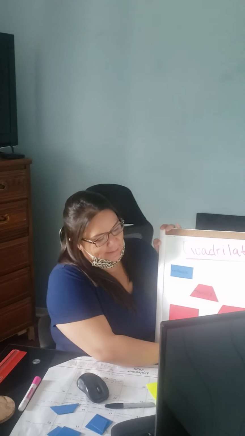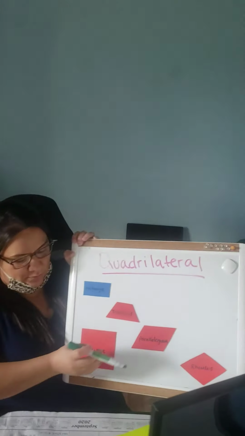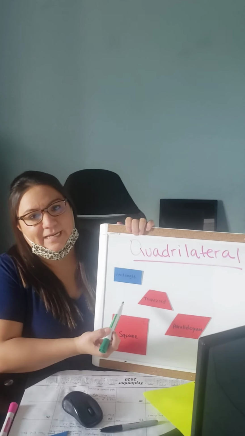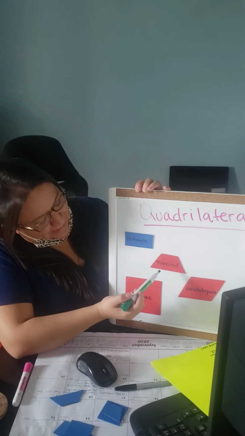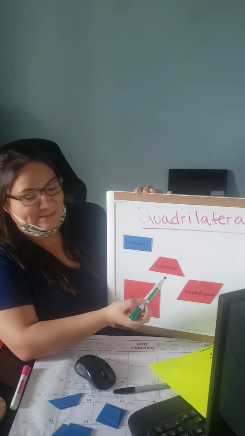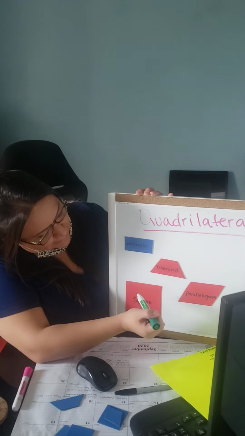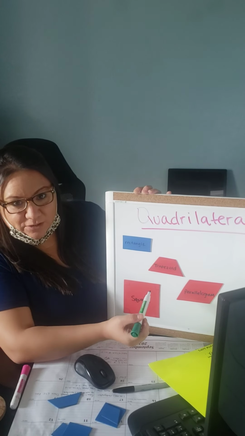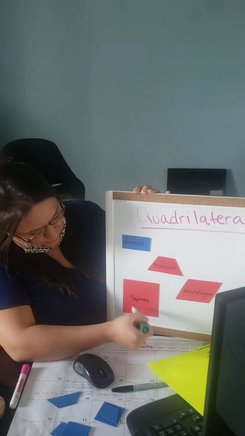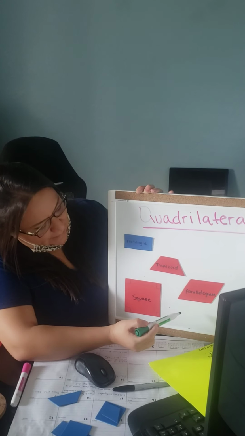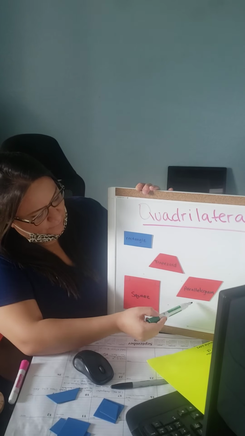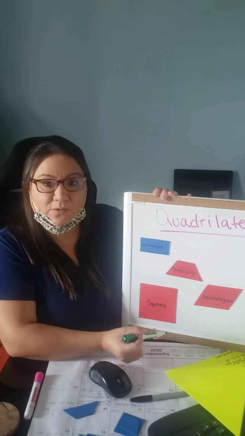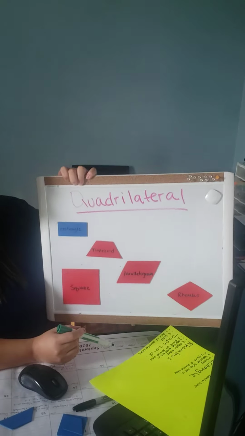Some different quadrilaterals that we have right here, for instance, we have a rectangle. A rectangle is a quadrilateral. It has 4 sides. We have a trapezoid. Trapezoids are quadrilaterals. They have 4 sides. A square is a quadrilateral. You can see 1, 2, 3, 4. It has 4 sides. A parallelogram is a quadrilateral. It has also 4 sides. And a rhombus is a quadrilateral. It has 4 sides as well.